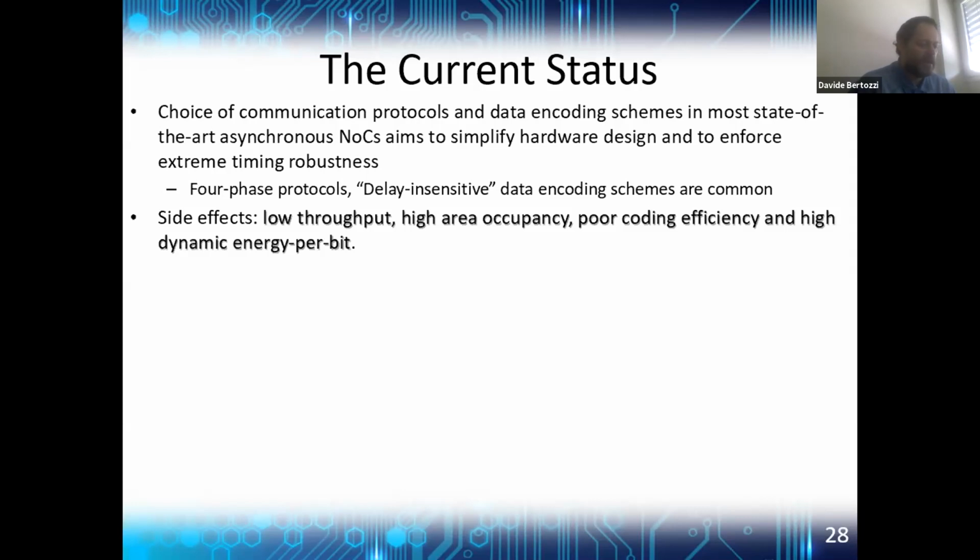However, these benefits come at a significant penalty in terms of low throughput. Think about a four-phase handshaking protocol: low throughput, high area occupancy, therefore higher vulnerability to faults, poor coding efficiency, and high dynamic energy per bit.